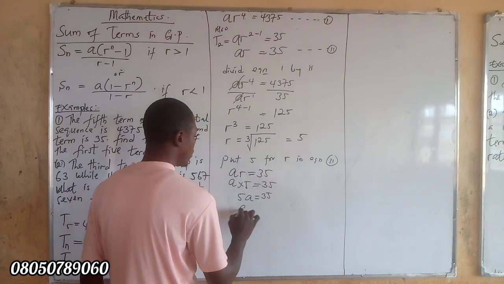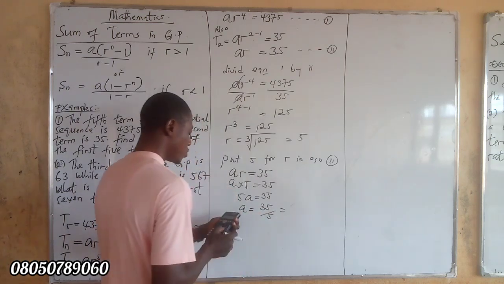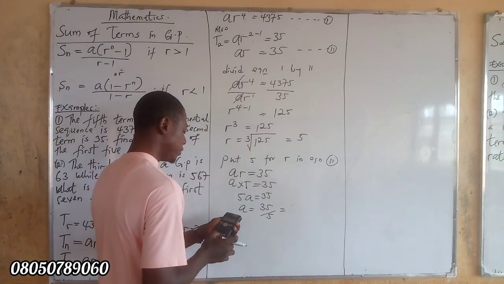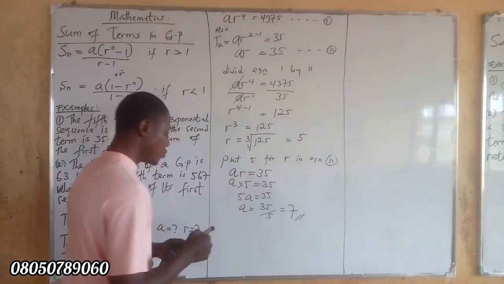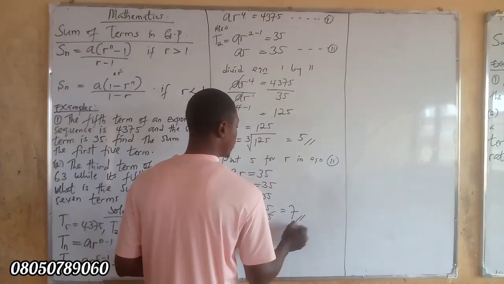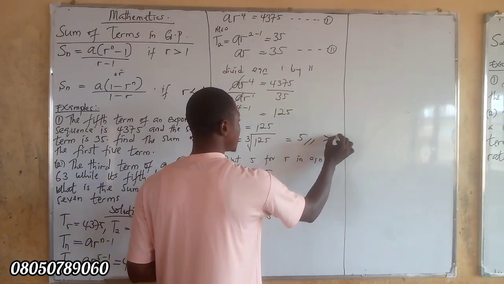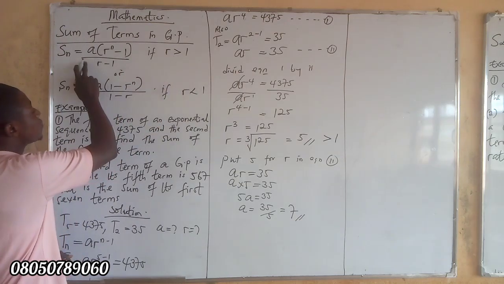So our a now will be equal to 35 all over 5, which is 35 divided by 5, will give us 7. So our a is 7. Now that we've gotten our a, remember our r is 5 and our a is 7. Remember this r is greater than 1, so if it is greater than 1, we are going to use this first formula.